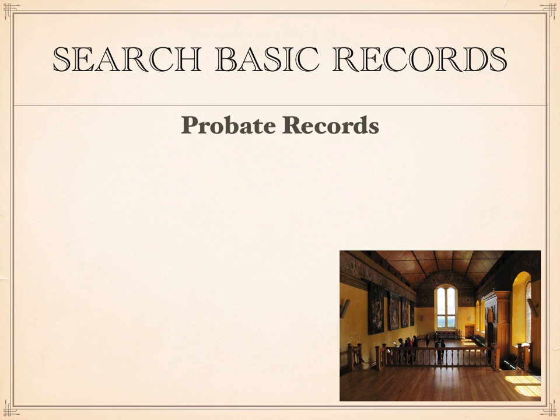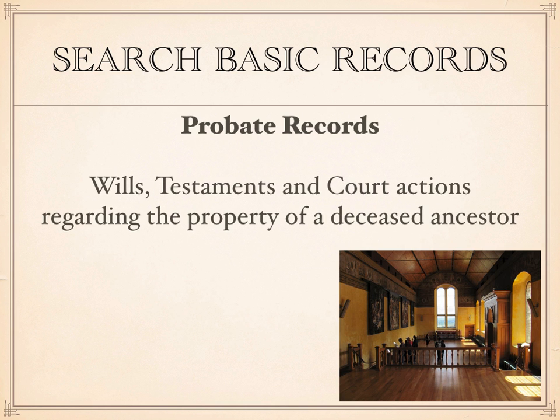Another good source of basic records are probate records. These include wills, testaments, and court actions regarding the property of a deceased ancestor. To find these kinds of records, it's very important to locate where your ancestors lived. Once you have the place where they lived, then the probate records would be associated with the court in that particular area.